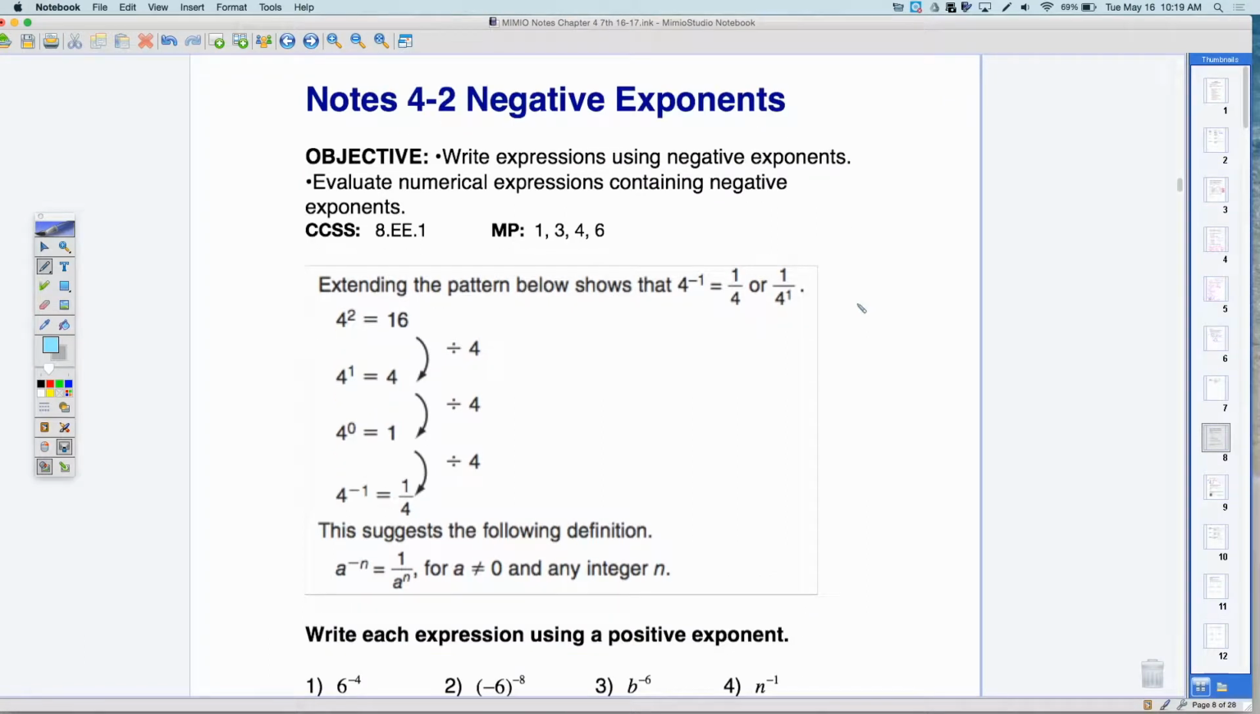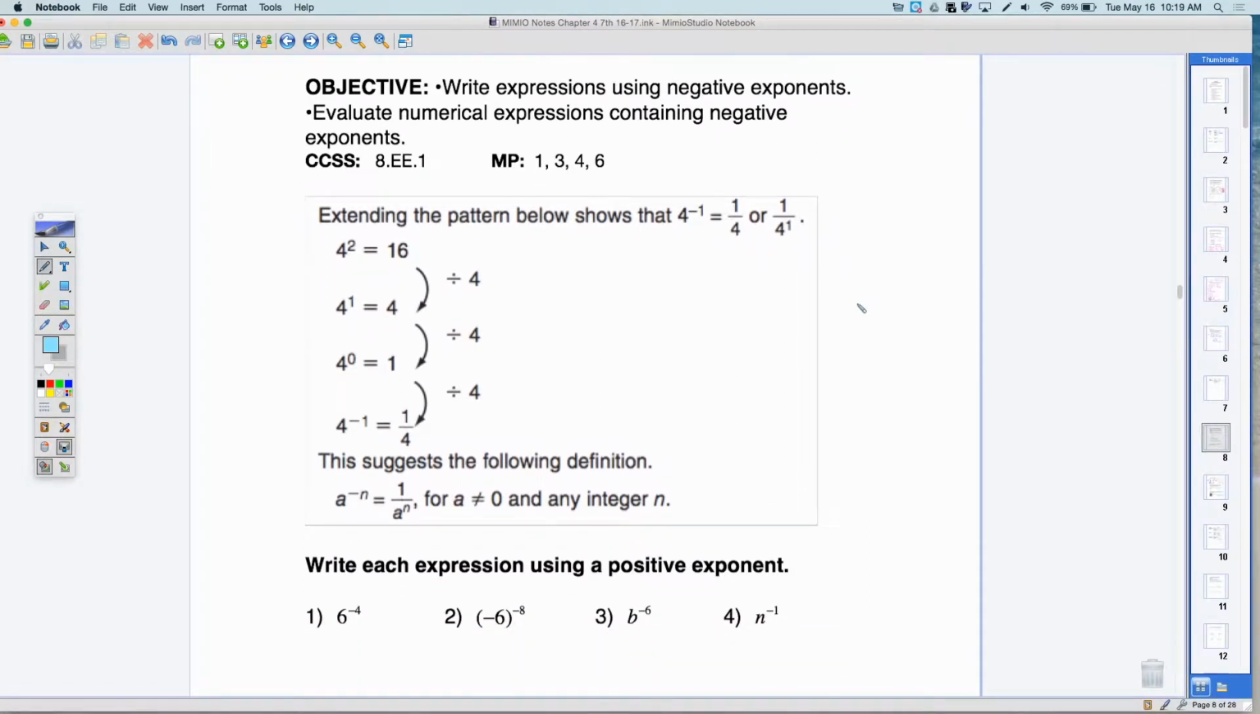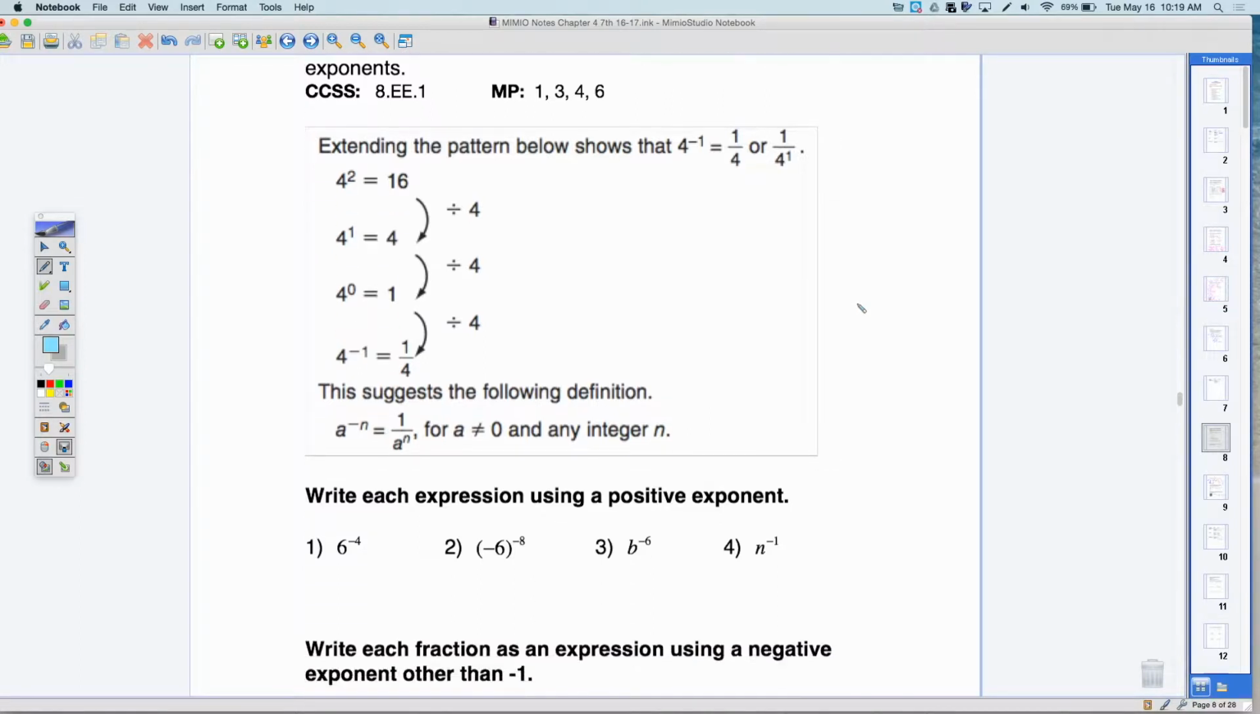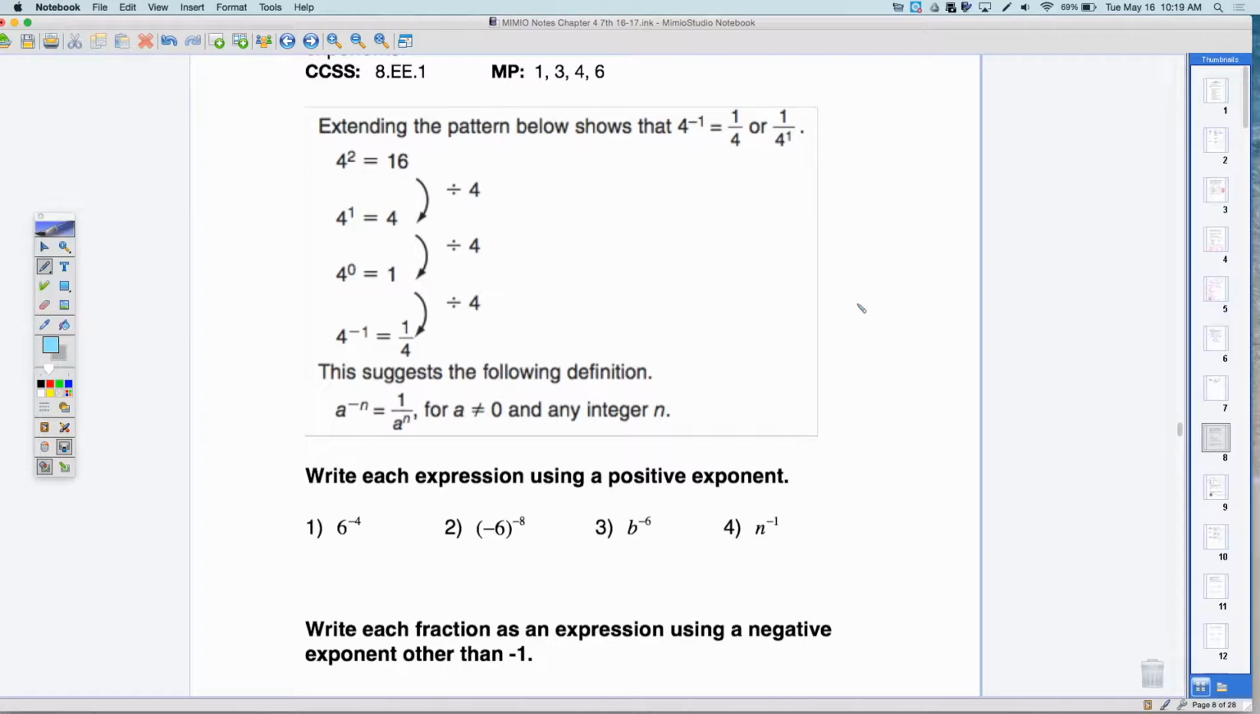On notes 4-2 on negative exponents, it says write expressions using negative exponents and evaluate numerical expressions containing negative exponents. The Common Core state standards are 8.EE.1 and the mathematical practices are 1, 3, 4, and 6.